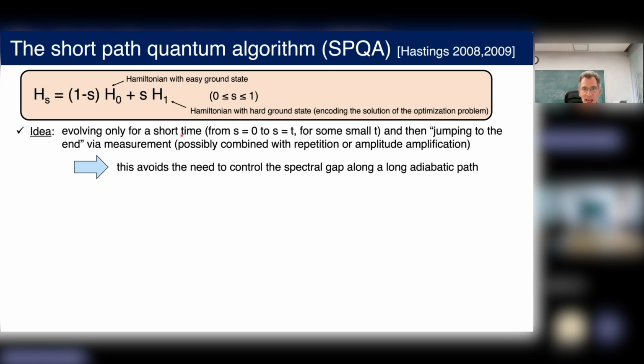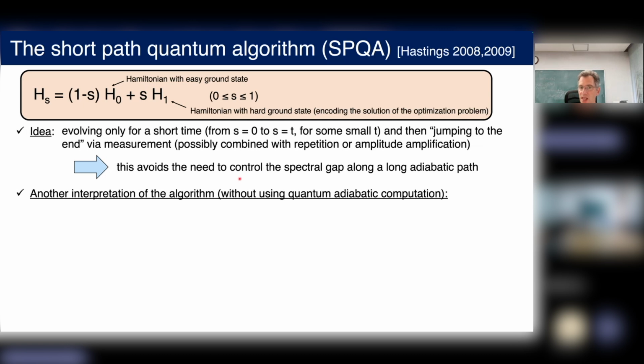But the basic idea here is to not evolve the system from S equals 0 to S equals 1, but to make it evolve from S equals 0 to S equals t for some small t, say t equals 0.01 or something like that, and then jump to the end via a measurement. So you evolve it a little bit, and then you measure your state and see if you have a solution. The good thing is that it avoids the need to control a spectral gap through the whole evolution. You only need to control a spectral gap from S equals 0 to S equals t, small t. It's a good thing.